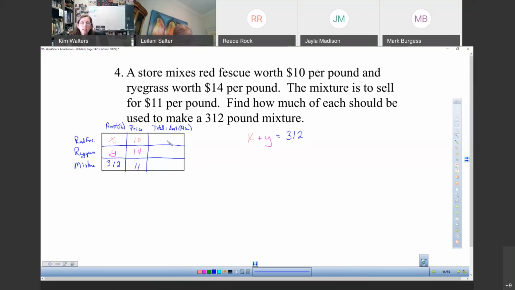Okay, so now to get this last column over here, which is what's going to give me my second equation, I'm going to multiply. So 10x plus 14y is equal to 312 times 11. So that's going to be 3,432. And so there is my second equation. So I have 10x plus 14y is equal to 3,432.